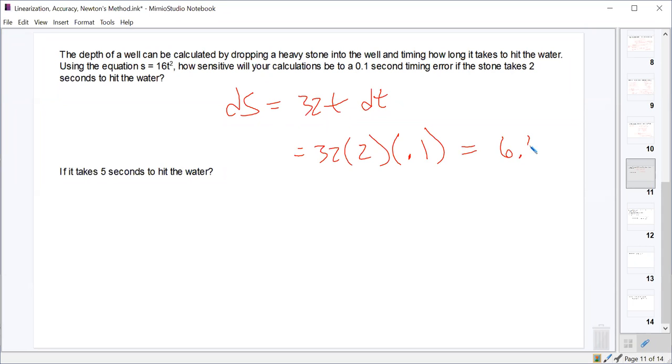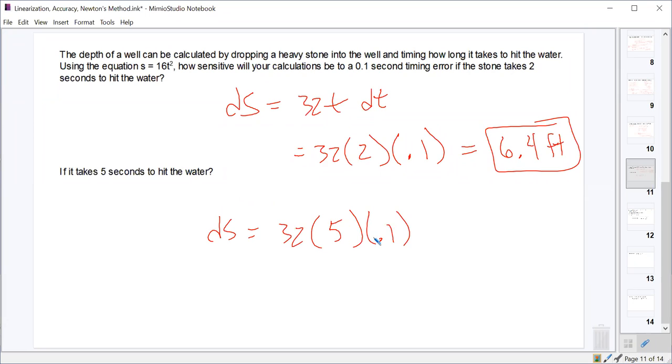And that tells us that if that stone falls for about 2 seconds, but we think we might be off by 1/10 of a second, that means that our calculation for the depth of that well ought to be off by maybe at most 6.4 feet. And the deeper the well is, the larger our error might be, right? So if we're off by 1/10 of a second, but it took 5 seconds to drop, what does that come out to be? Let's see, 16 feet. Cool. Easy or no?